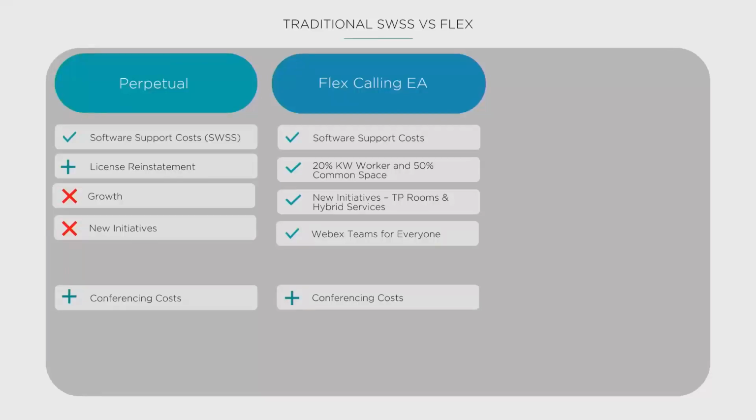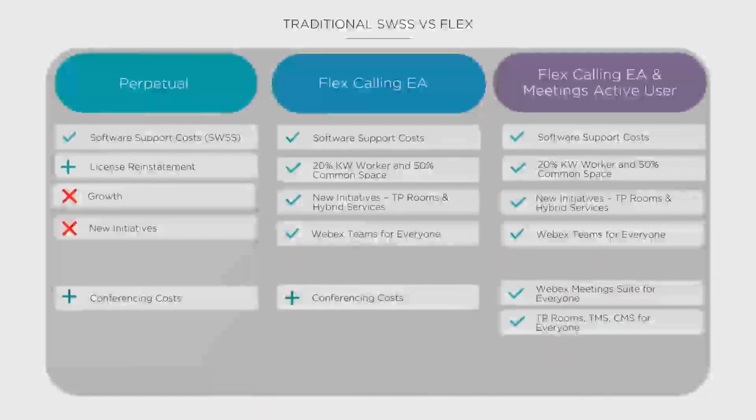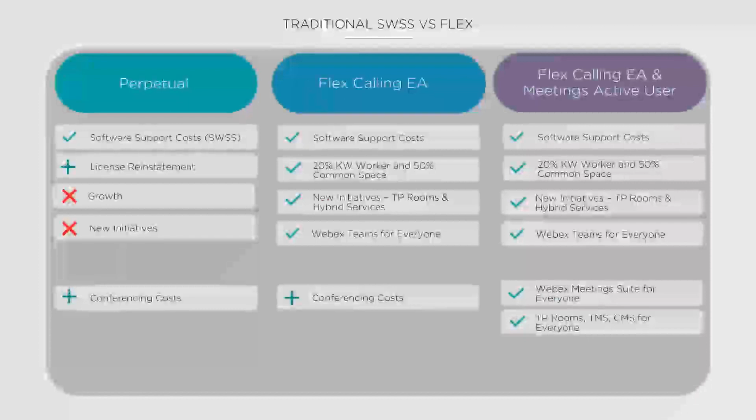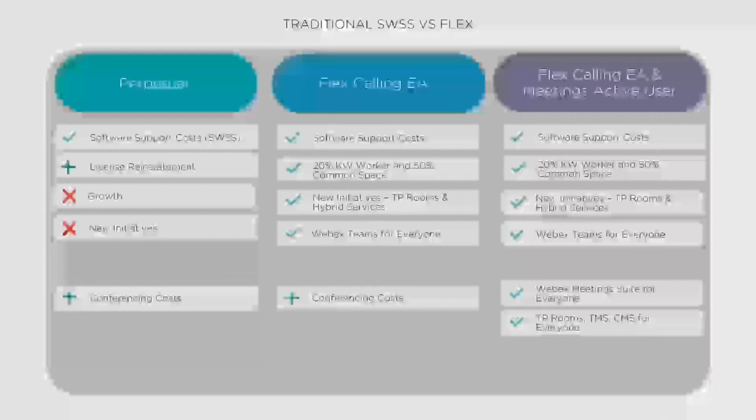And again, likewise, with perpetual, to keep it simple, you do need to add conferencing costs in addition to that. And then finally, from Flex calling, EA, and if you combine that with meetings, you'll get additional benefits. So you'll get the meetings and you'll get a better price point from Cisco. And it covers all your calling and meetings and all the benefits that you can see in the middle column. In addition, you get the conferencing and all the centers that you are from a conferencing perspective.